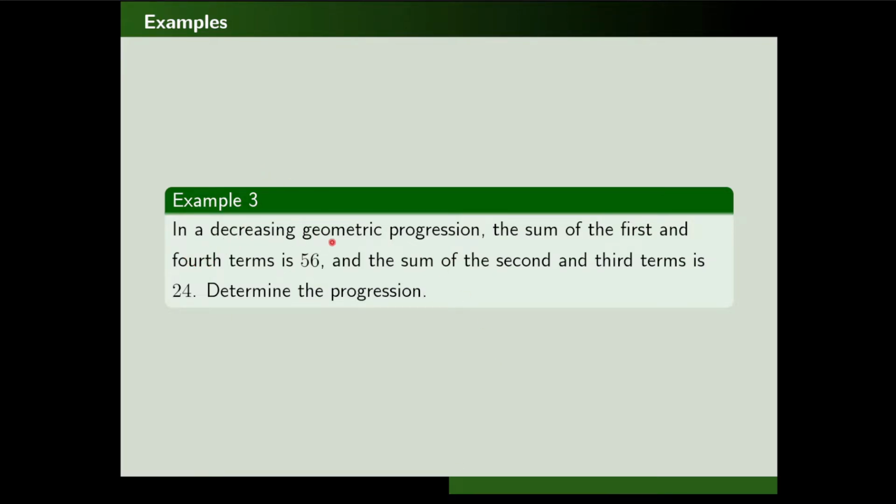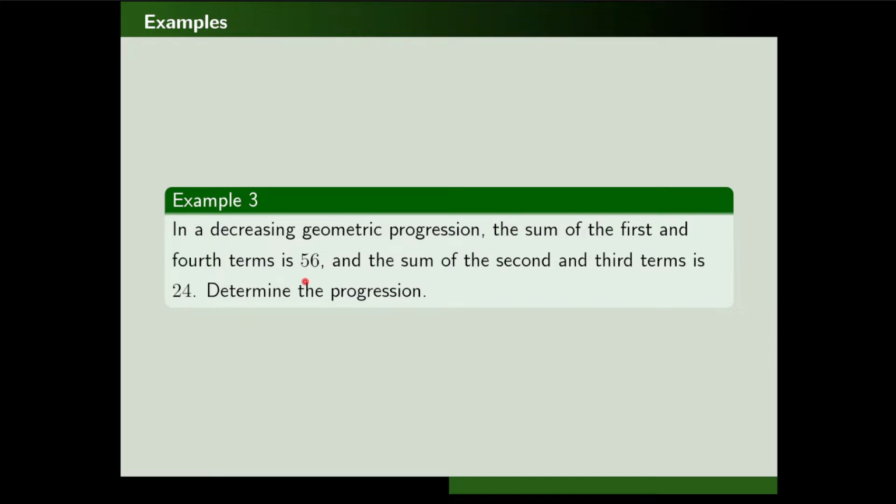In a decreasing geometric progression, what do I mean by decreasing geometric progression? Because for example, if I have a geometric progression, the terms can increase. But if I take the common ratio to be 1/2, every time I'm multiplying by 1/2, the terms are decreasing. Hopefully it's clear. The sum of the first and fourth term is 56, and the sum of the second and third terms is 24. Determine the progression.